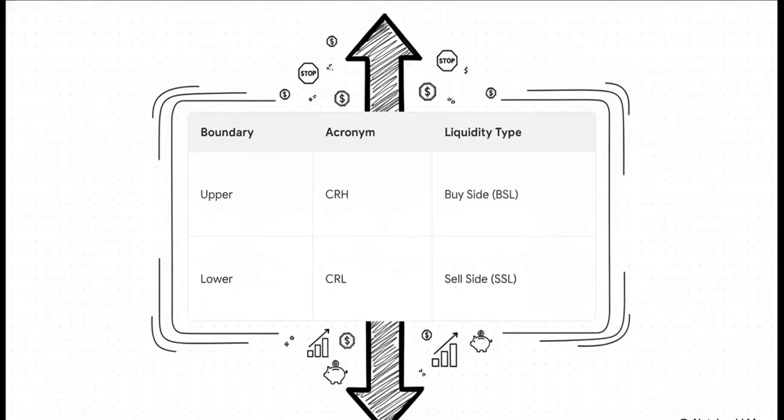Think about it like this. Every single candle has a candle range high and a candle range low. Since these are the absolute highest and lowest prices traded during that specific chunk of time, they act like a giant magnet for resting orders and stops. Above the high, you've got buy-side liquidity. Those are the stop losses for the short sellers. Below the low, you've got sell-side liquidity, the stops for the long buyers. Price just naturally wants to hunt those zones.